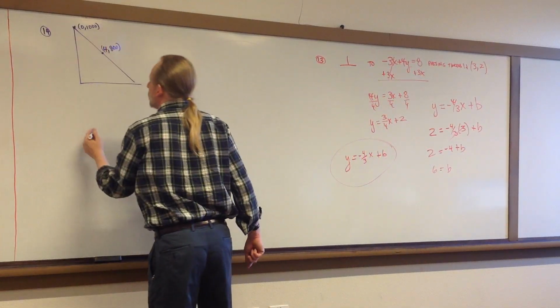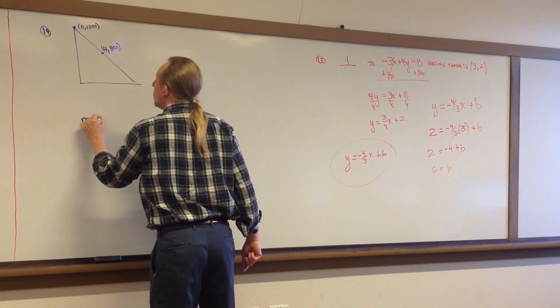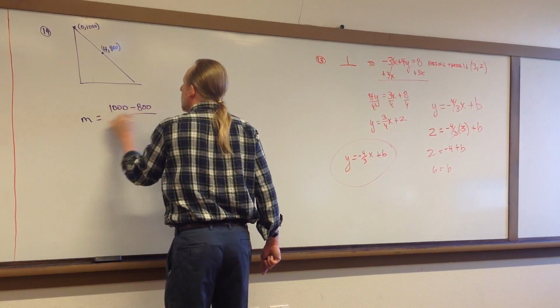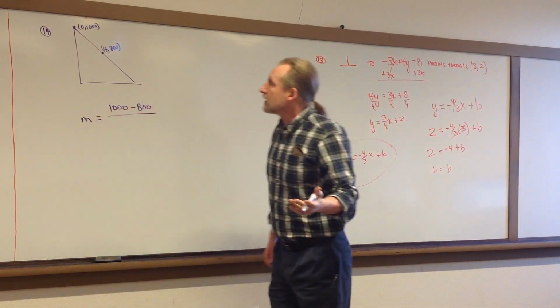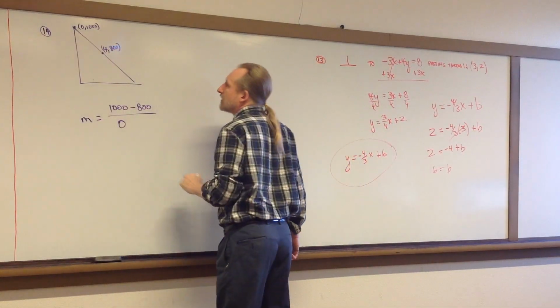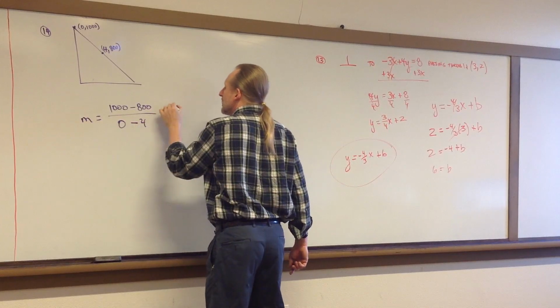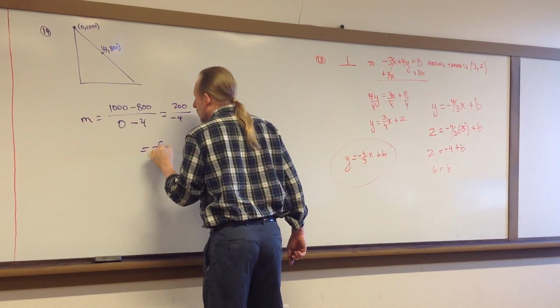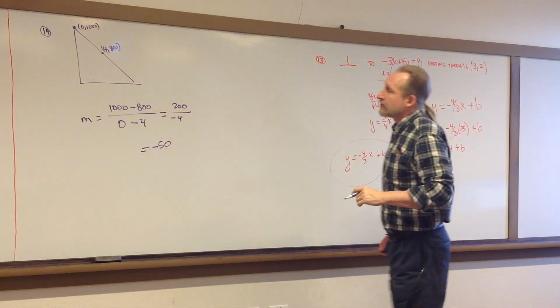Well, let's subtract the y's on the top, 1,000 minus 800, and then subtract the x's on the bottom. If I start with the 1,000 on the top, I've got to start with the 0 on the bottom. That's going to give me 200 over negative 4, and so our slope is going to be negative 50.